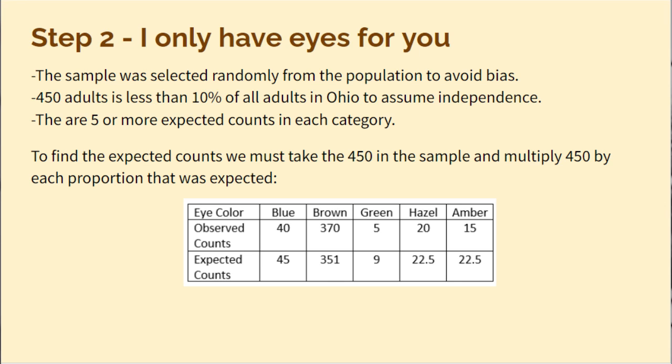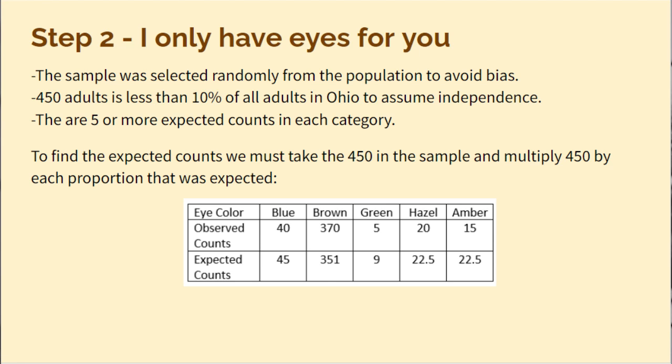So now we want to make a nice chart here. We already have our observed values from the chart: 40, 370, 5, 20, and 15. But now we're calculating the expected values based on the given proportions: 45 blue, 351 brown, 9 green, 22.5 hazel, and 22.5 amber. All right, all of those values are 5 or more, so that third condition checks out.